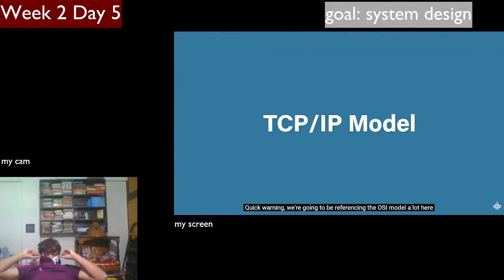Quick warning, we're going to be referencing the OSI model a lot here. So if you haven't already watched that video, check that out first, then come back. Okay, so what is the TCP/IP model?